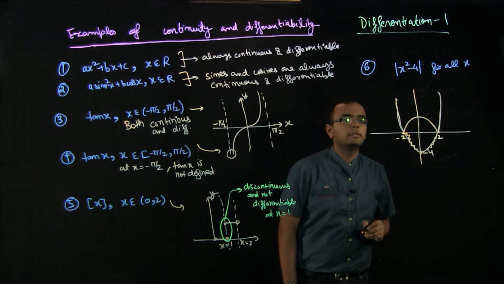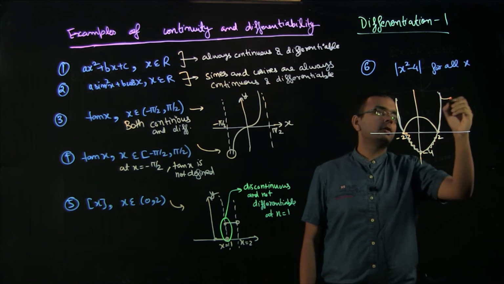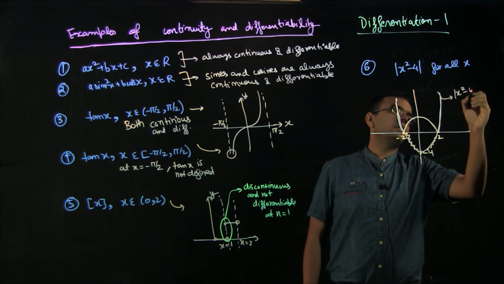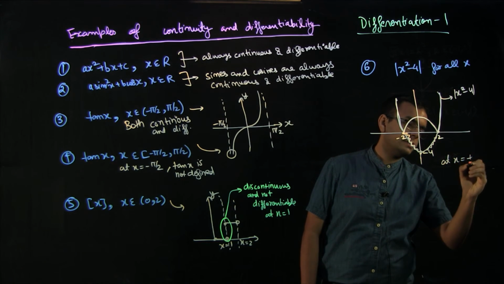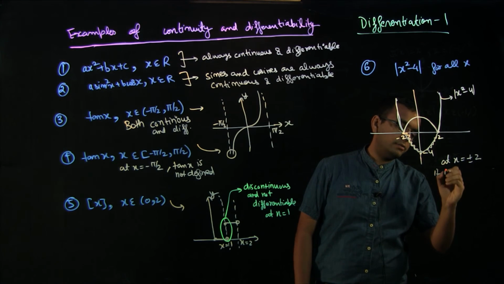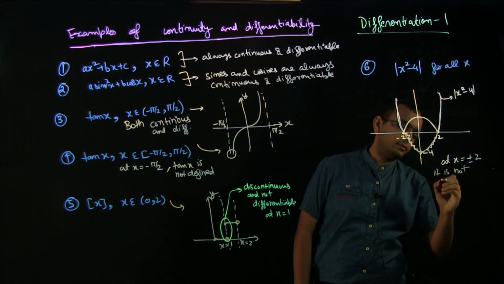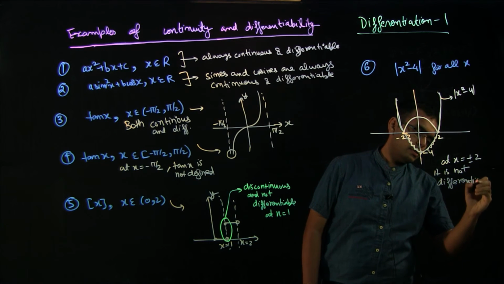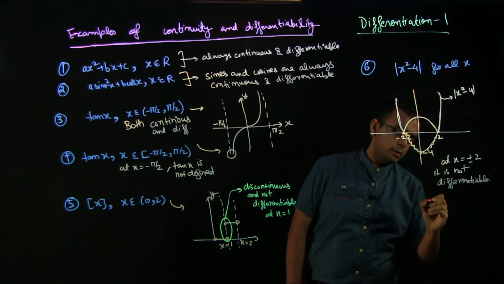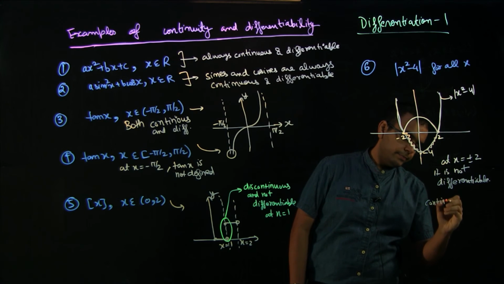Right, this is the final curve of mod x square minus 4, and you can very easily see that at x equal to plus minus 2, it is not differentiable. However, it is continuous for all values. Continuous for all x.